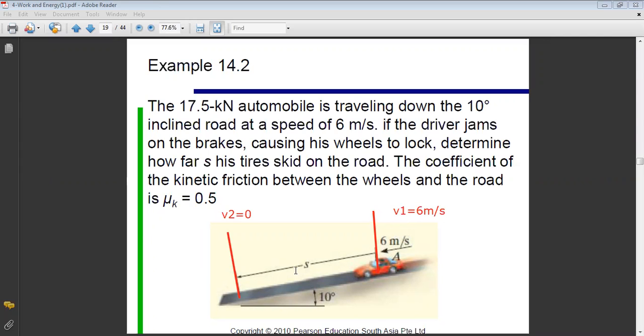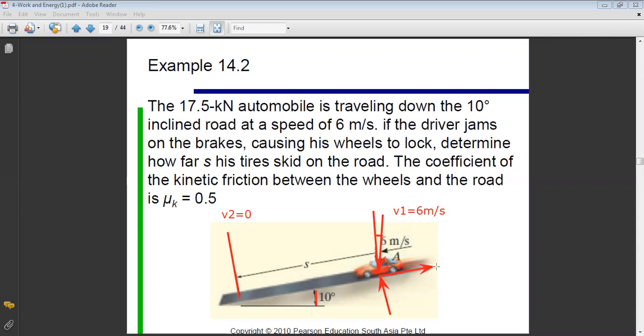The first step in such problems is to draw the free body diagram of forces acting on the car. So what are the forces acting on the car? I have the weight, W, and the angle between W and Y, the perpendicular to the incline, is 10 degrees, as usual. This angle is equal to this one, because the weight is perpendicular to the horizontal and this direction is perpendicular to the incline. And we have the normal, and we have the friction force.